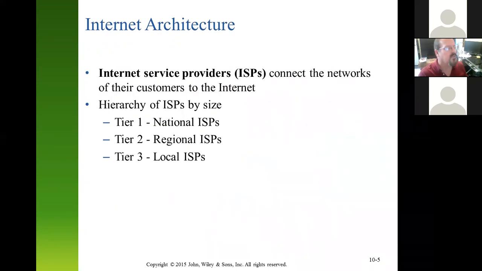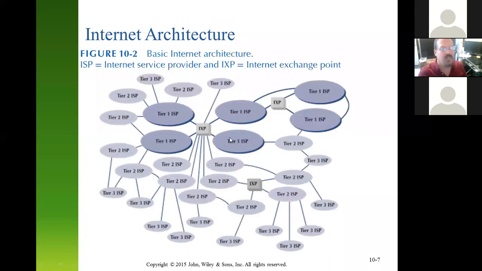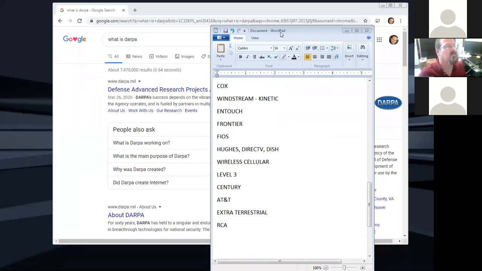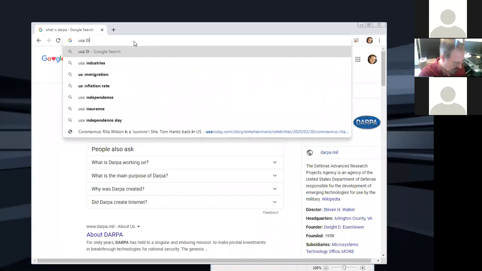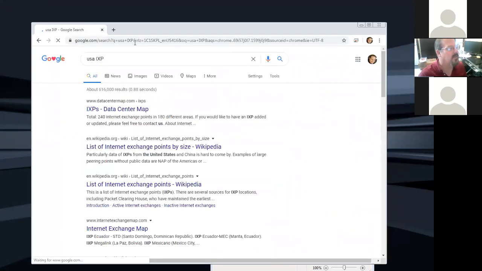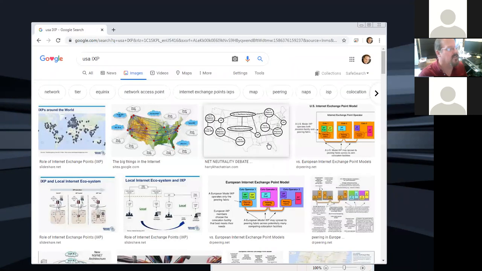And then tier 1 providers come together, and it shows this on the map here. There are certain points throughout the country and throughout the world called IXPs, inter-exchange points. There are only a few inter-exchange points in the United States. They are in central locations. So you could actually Google for that. USA IXPs. And we should be able to find a map of the major US IXPs. So there's not a lot of them here.